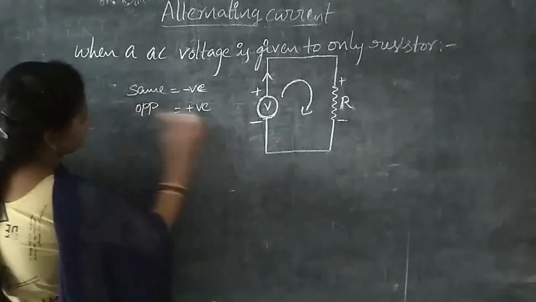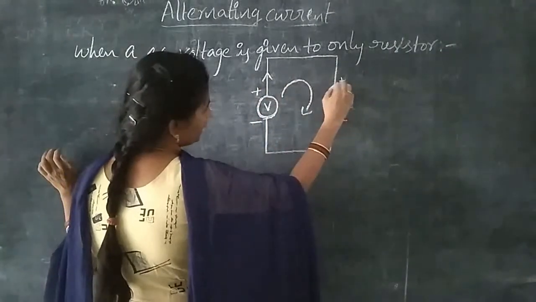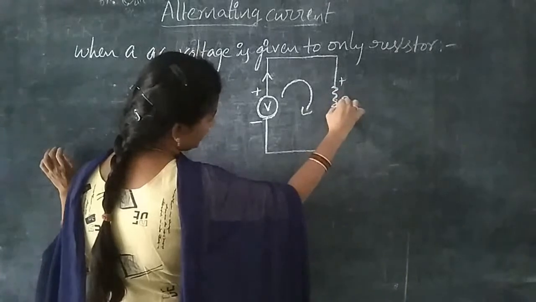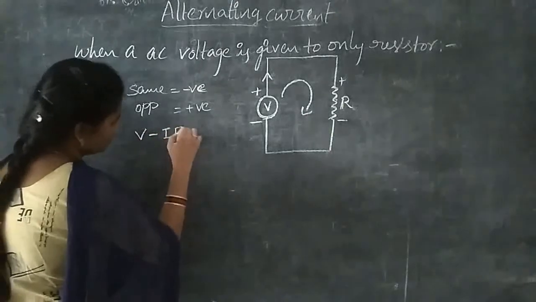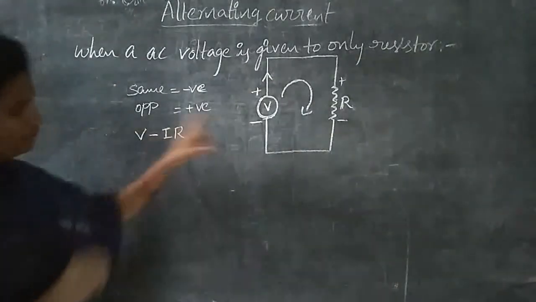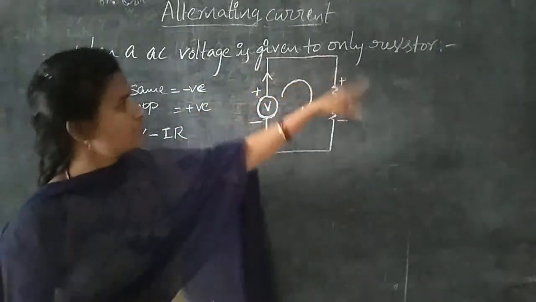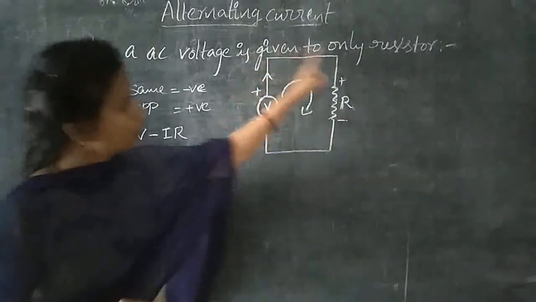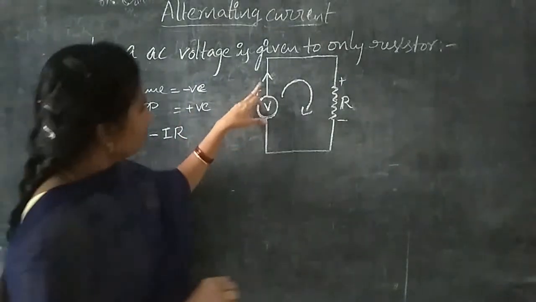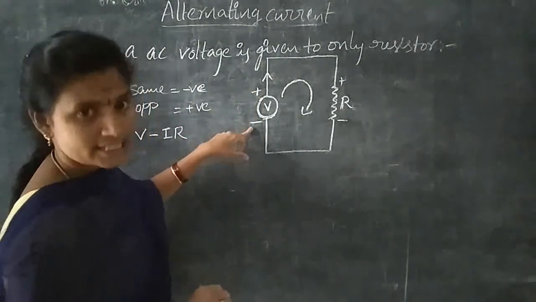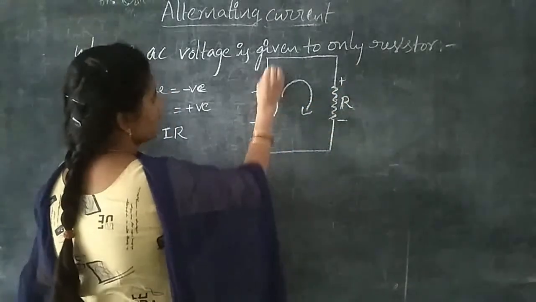So here this is the direction of the current, and the potential drop across the resistance is IR. So V minus IR. This is the AC voltage, given to only a resistor. In this circuit, we are connecting only a resistor. This is the positive terminal and this is the negative, and this is the positive of the resistor and this is the negative of the resistor. This is the direction of the current, we know that.